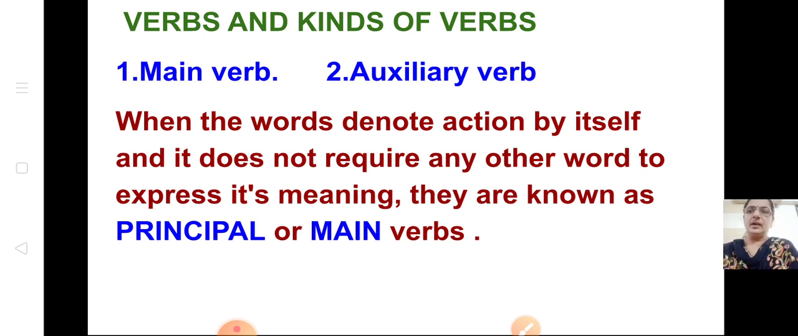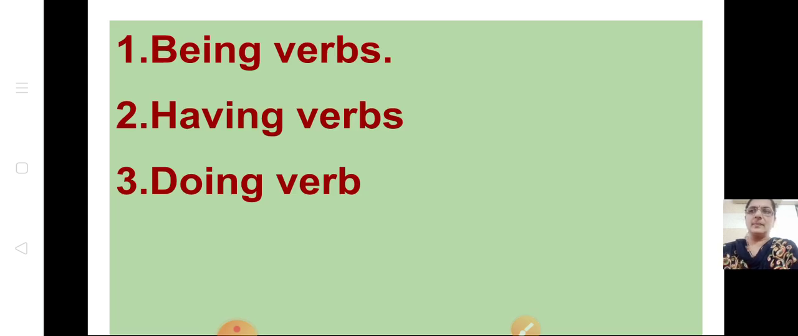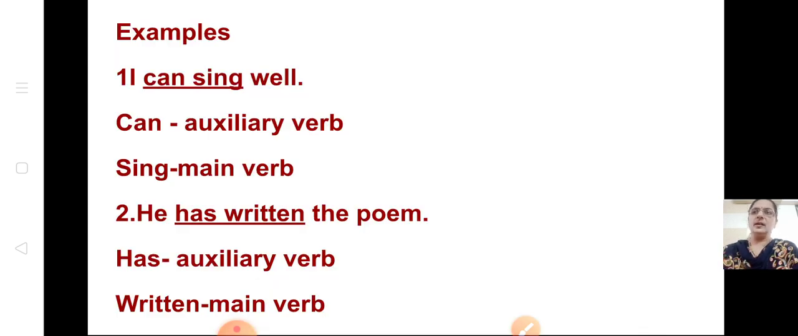Okay? Bird flies. This flies is the main verb. See here, there are three types of verbs: being verbs, having verbs and doing verbs. We learnt all those. You can just go through the written work. I've sent you everything. Then also see here, I can sing well. Can is an auxiliary verb, a helping verb, and sing is the main verb.